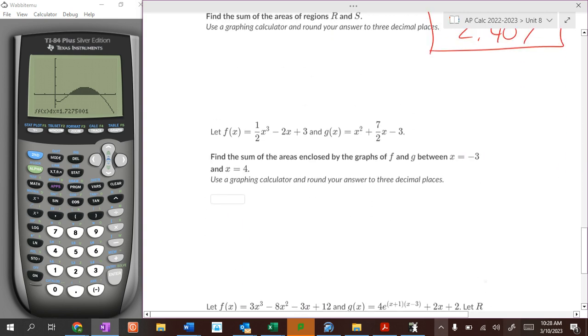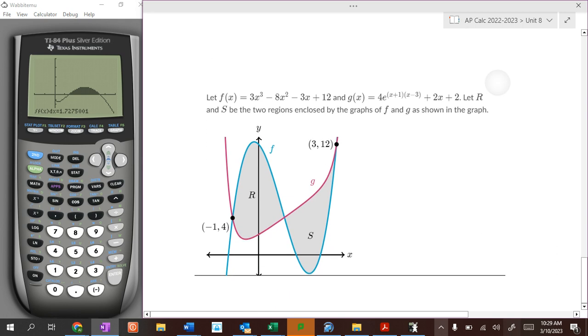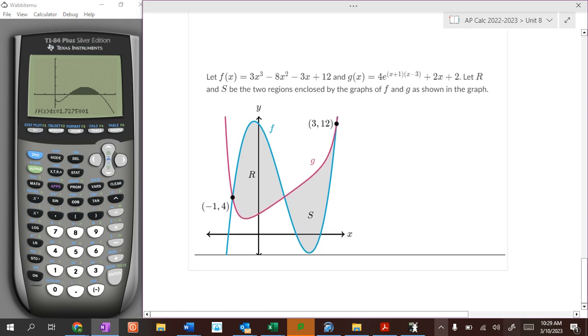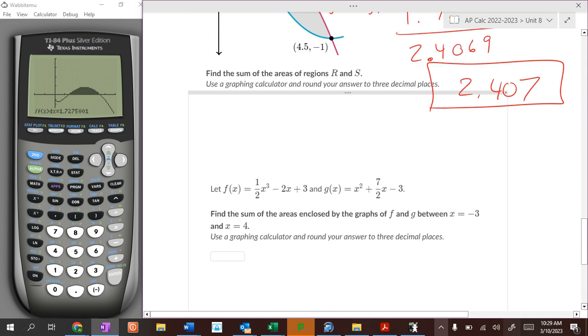Should we do one more of these? Yeah, I'll see if I can. Yeah, force myself to pay attention. That's just a really hard bunch of numbers. It's really hard.